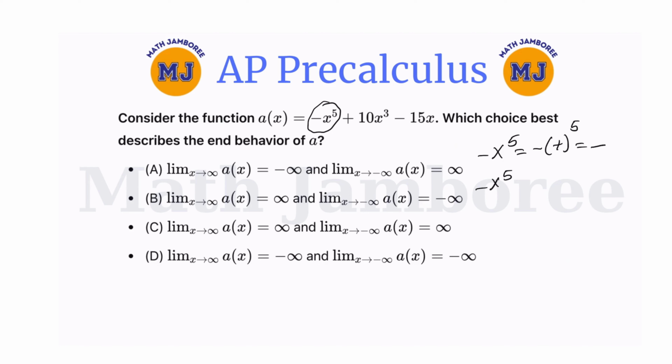And in the same case, if I put in a negative value for x, negative to the power of 5 is, since the exponent is an odd number, going to be negative. Negative times negative is positive.